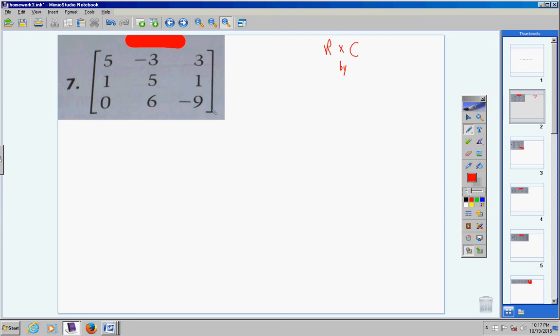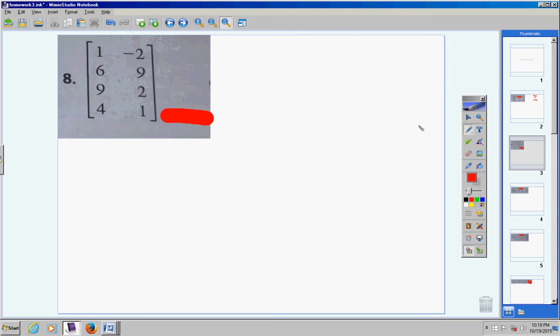Okay, let's count the rows. 1, 2, 3. So we have 3 rows. Let's count the columns. 1, 2, 3. So we have a square matrix. It is a 3 by 3 matrix. 3 by 3. Okay.